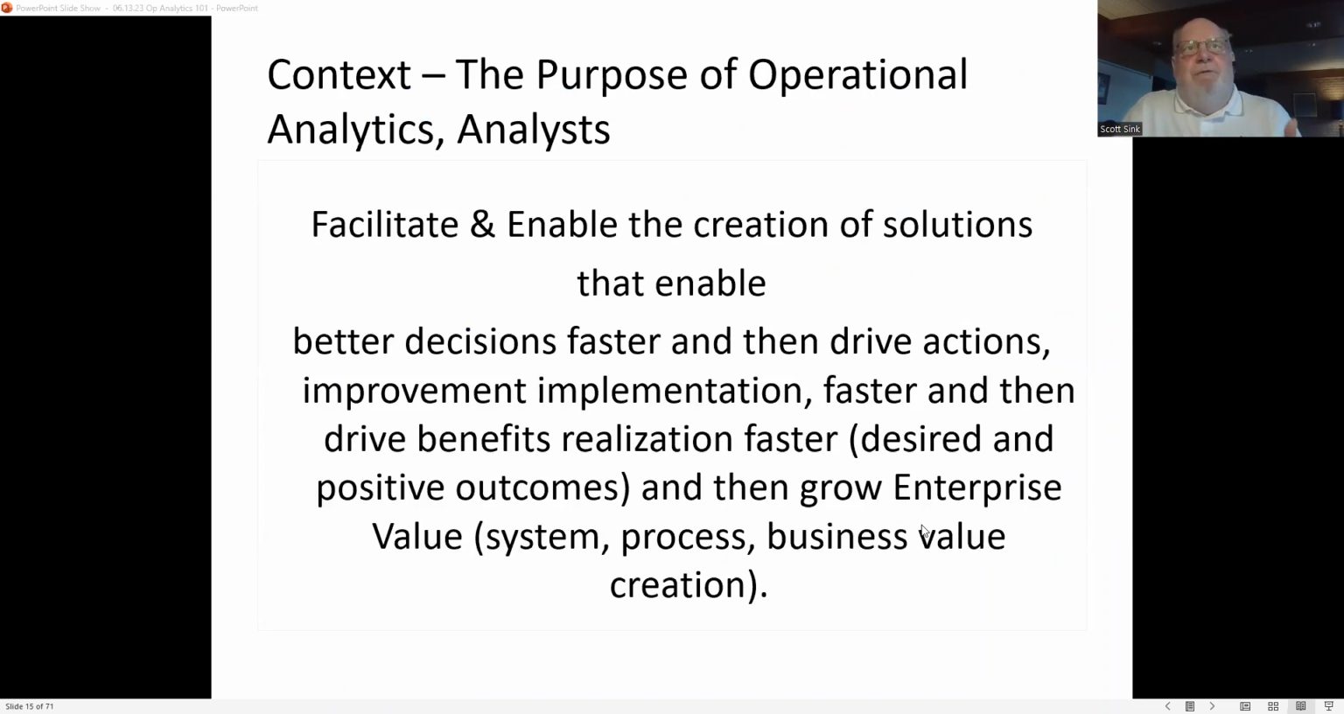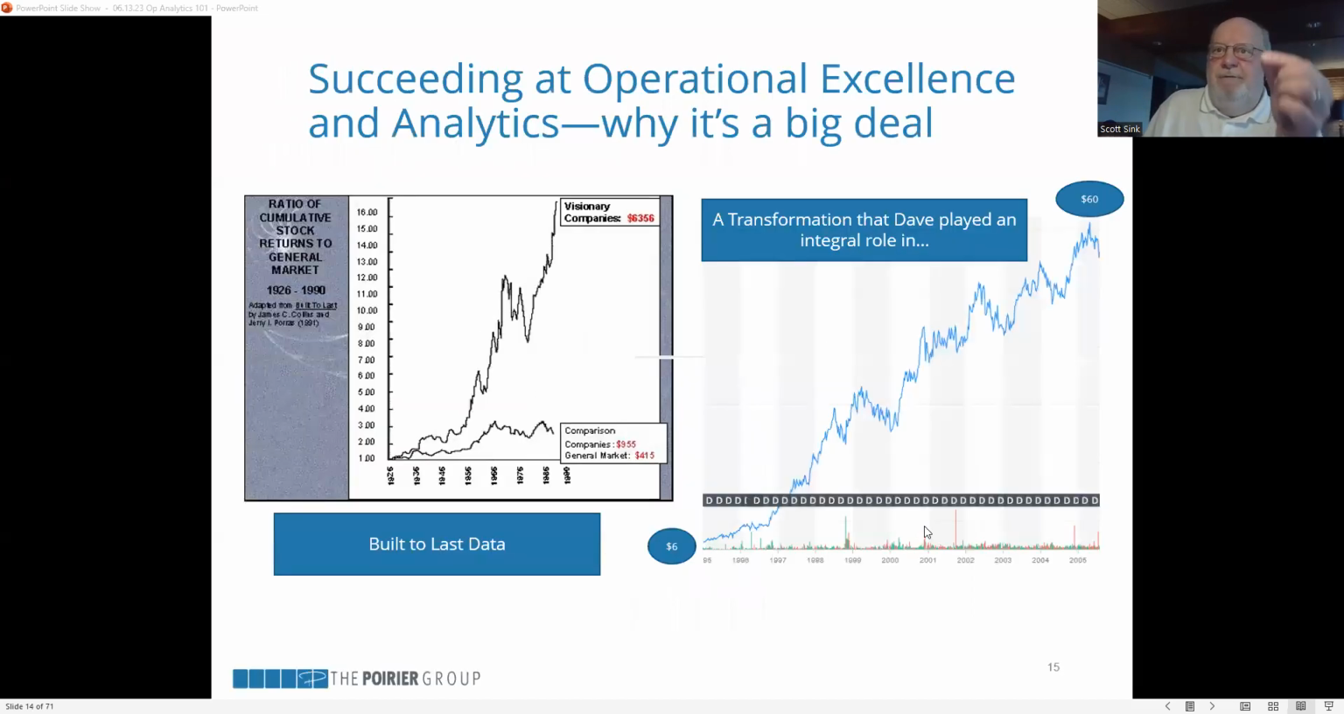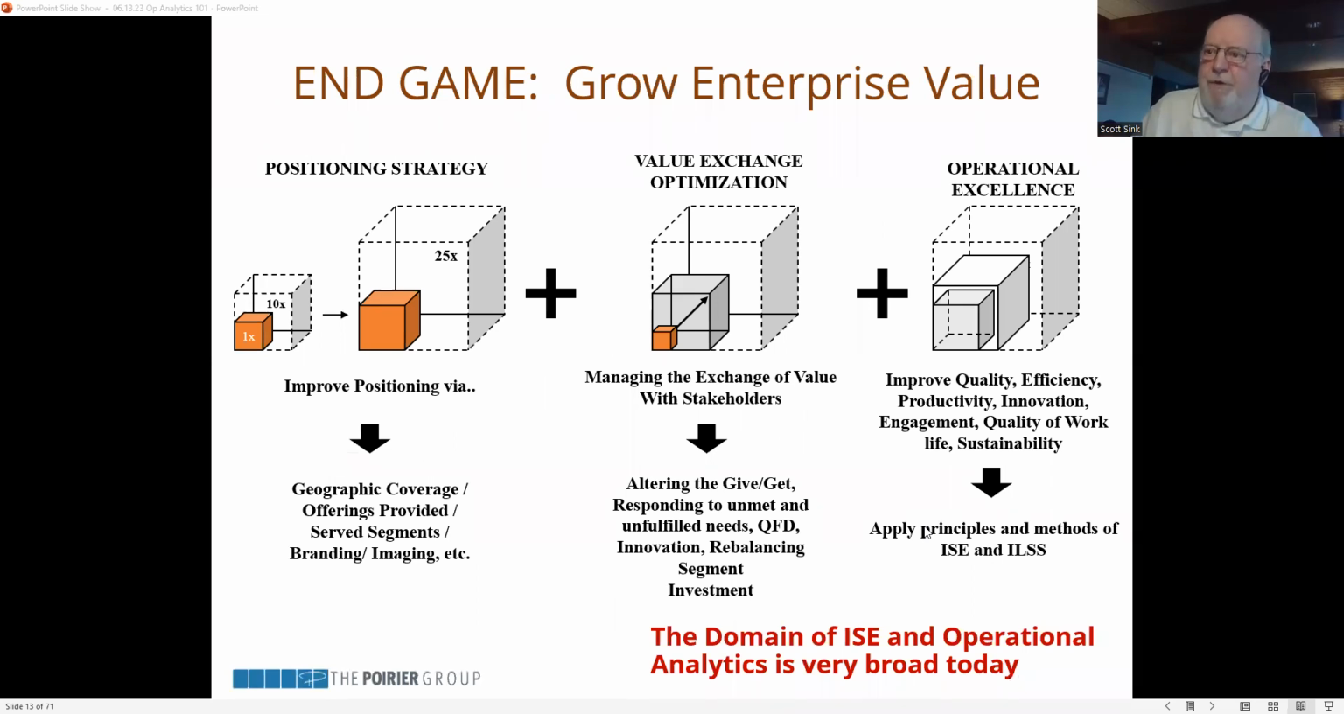So the purpose of operational analytics and analysts is to facilitate and enable the creation of solutions that enable better decisions faster, and then drive actions, improvement implementation faster, and then drive benefits realization faster. That is the desired and positive outcome that we want, and then grow enterprise value. I know that's a lot of words, and I know that's a complex sentence, maybe overly complex, but you can't lose sight of the fact that the end game is ultimately that analytics has got to drive these things. Analytics has got to support the growth of the cube. Think of it as growing the cube. There's white space, right? So go from 1x to 10x to 25x.